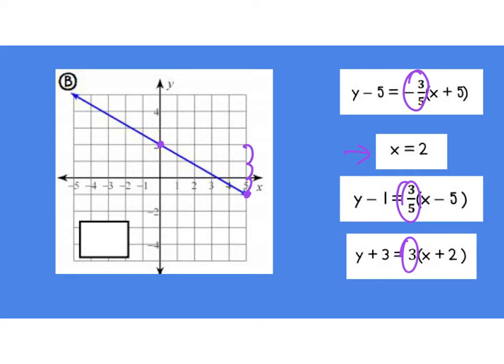So my rise here is 3, and my run is 1, 2, 3, 4, 5. So my rise is 3, my run is 5. This line is decreasing from left to right, so that makes it a negative slope. So if you look at our equations, only one of these has a negative 3/5. So that means this first one is going to be the one that matches that graph. Be careful, if you notice there's one here that says 3/5, that's not negative, so you've got to be careful with that.